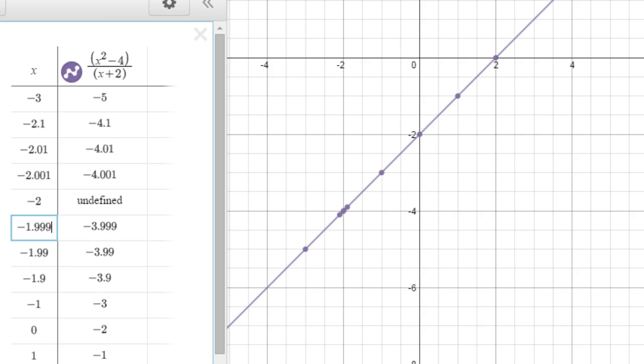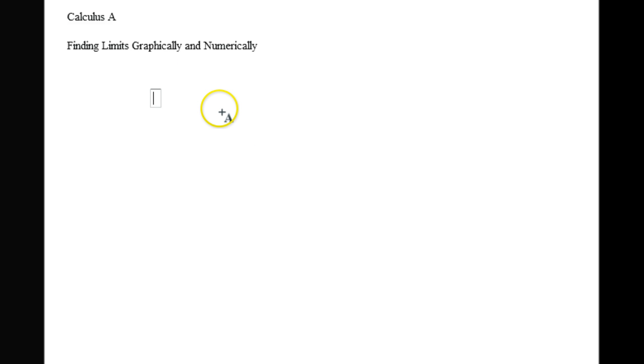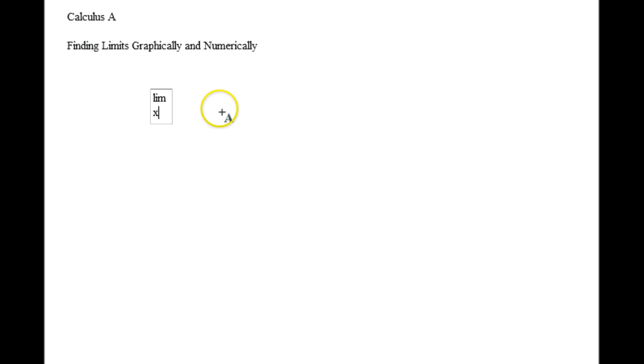So on this type of problem, I would say the limit as x approaches -2 of x squared minus 4, here's our actual function, over x plus 2. Now if we tried to plug in that -2, we would get an indeterminate response, but looking at it graphically and on a table, we can find out that the limit is actually going to be -4.